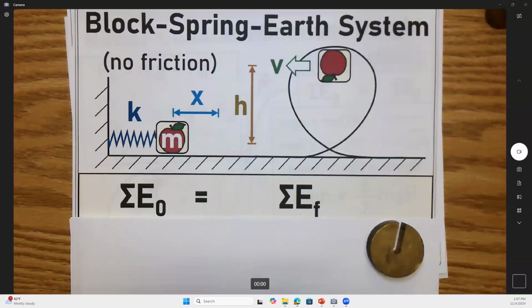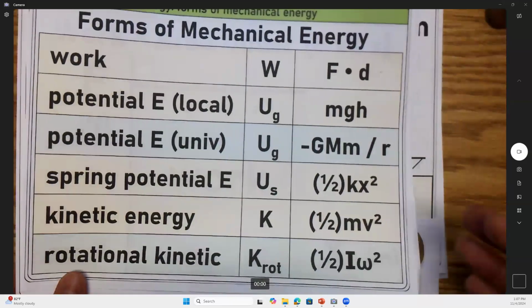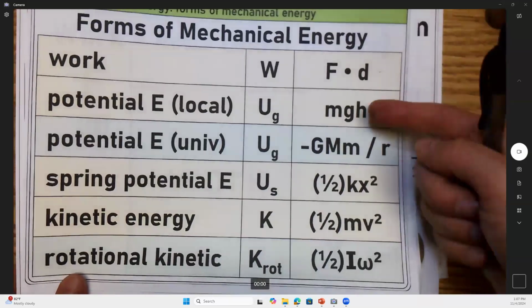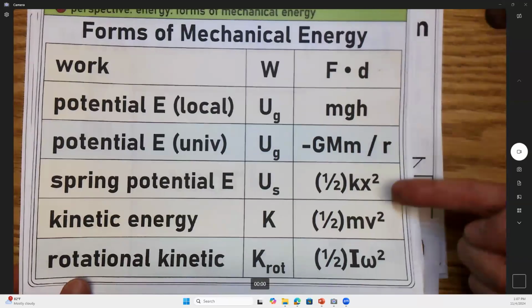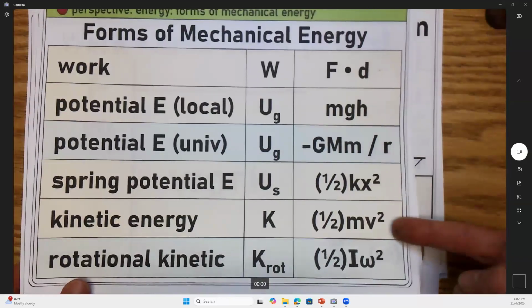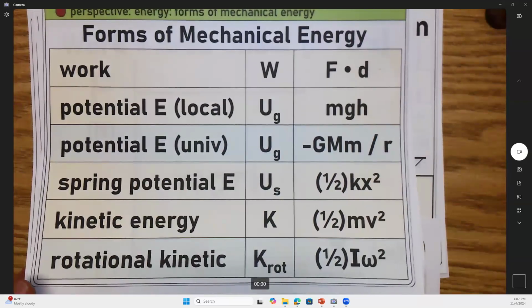Right. And remember, all you're doing is just picking formulas from this page here, right? And really, almost all the time in the class, you're just going to narrow it down to 3 of these. Here's your mgh. Here's your 1/2 kx squared. Here's your 1/2 mv squared. In fact, if you just use those 3, you'll get almost all the questions right in this class for the next couple of weeks. Okay.